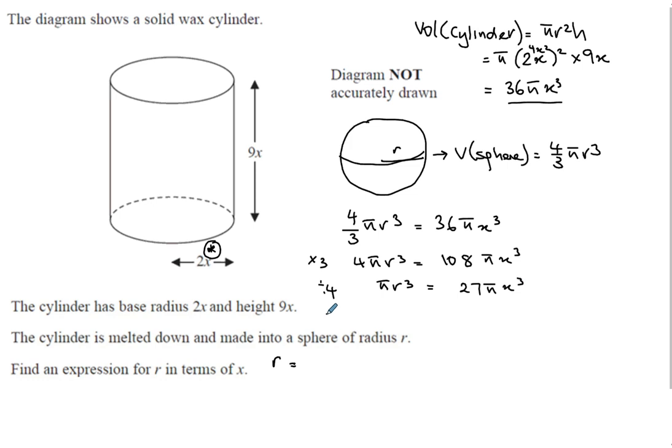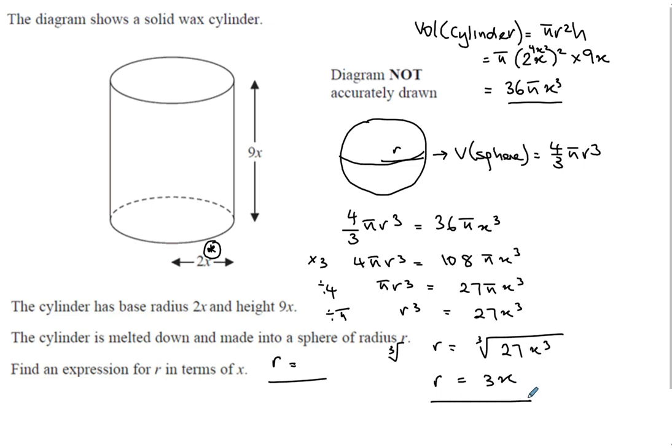Now I can take notice of the pi and divide by it. So we've got r cubed equals 27x cubed. Okay, and we want it in the form of r equals. So now we're going to cube root. So we're going to go r equals the cube root of 27x cubed. So the cube root of 27 is 3, and the cube root of x cubed is x. So can you see you've just got r equals 3x.